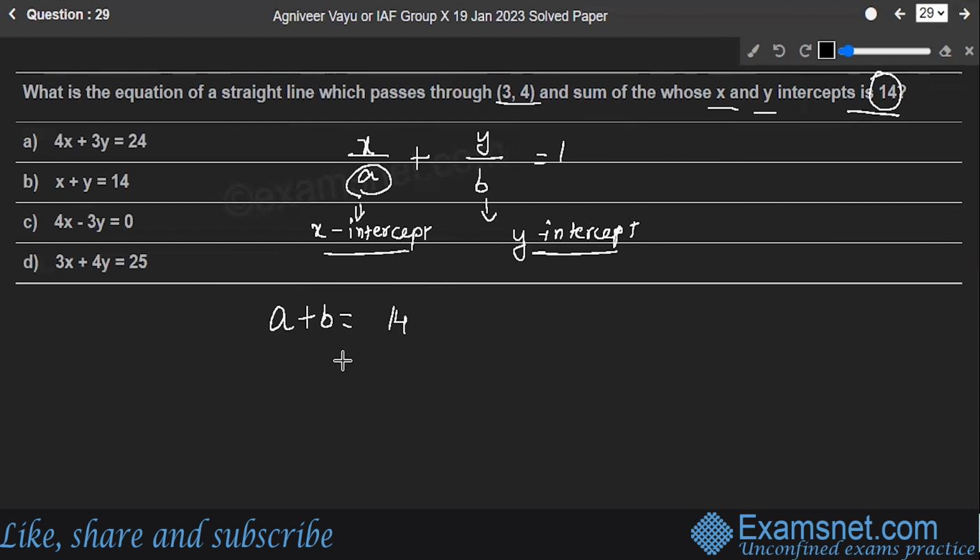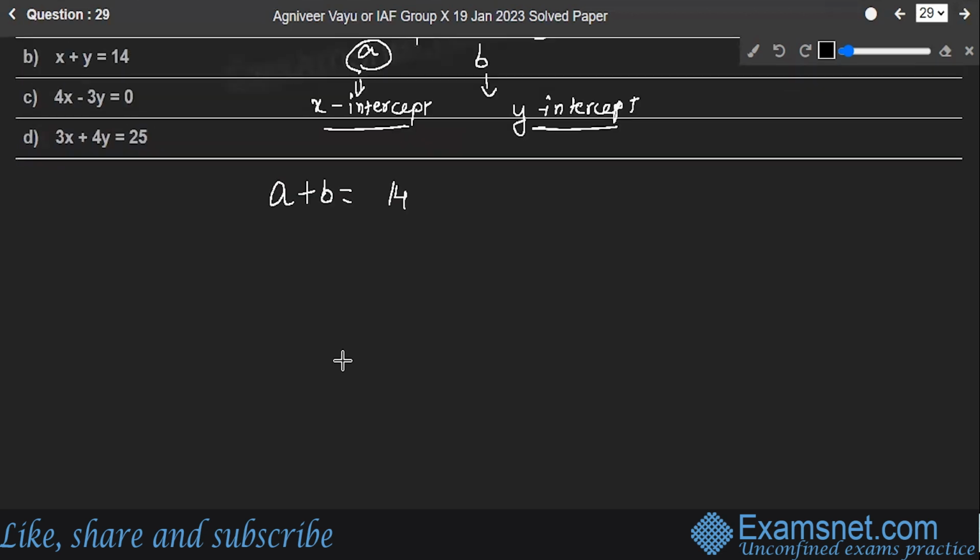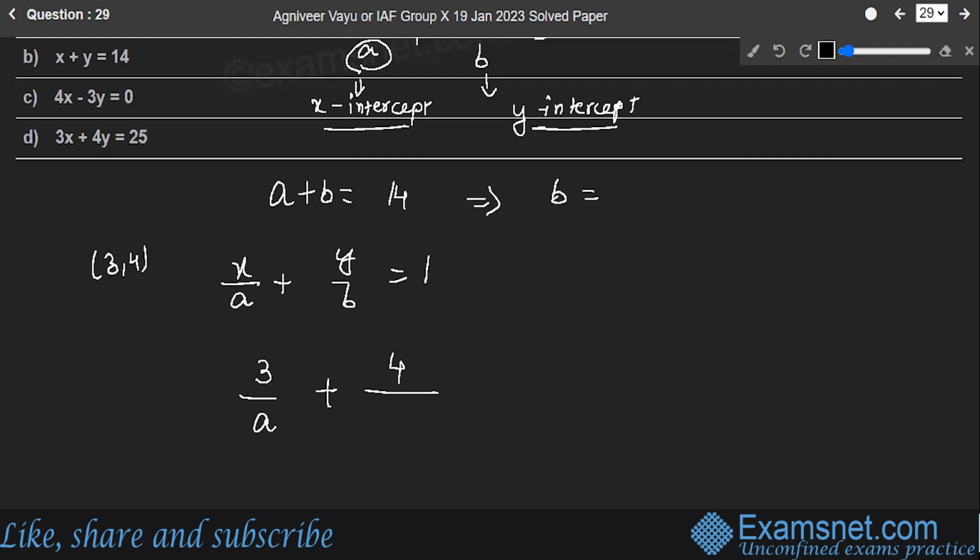Now we know that the general equation in the intercept form is given by x upon a plus y upon b is equal to 1. Let the equation of the straight line which is passing through (3, 4) and whose x and y intercepts sum to 14 be given by this. It is passing through (3, 4), so this will be 3 upon a plus 4 upon b is equal to 1. Now b can be written as 14 minus a, so 4 upon 14 minus a is equal to 1.